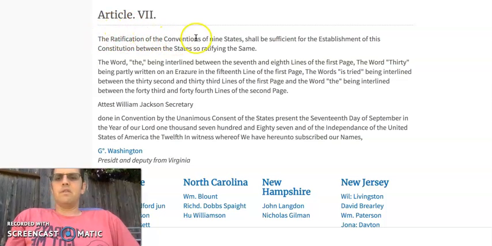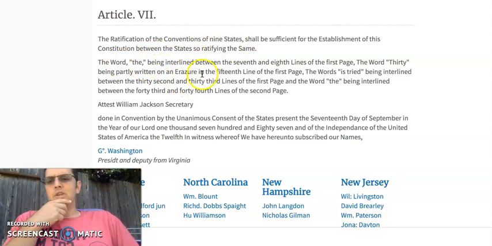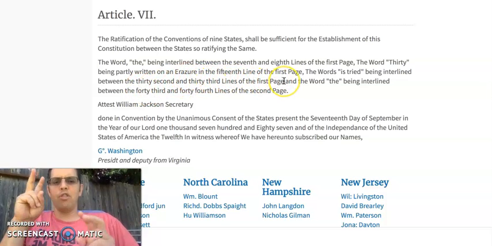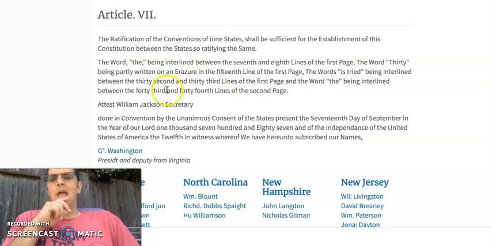Article 7. The ratification of the conventions of nine states shall be sufficient for the establishment of this Constitution between the states so ratifying the same. The word "the" being interlined between the 7th and 8th lines of the first page, the word "thirty" being partly written on an erasure in the 15th line of the first page, the words "is tried" being interlined between the 32nd and 33rd lines of the first page, and the word "the" being interlined between the 43rd and 44th lines of the second page. Attest, William Jackson, Secretary.